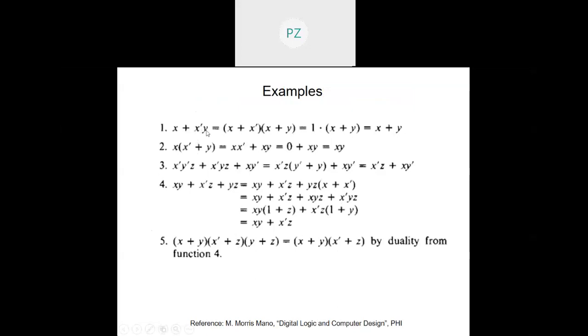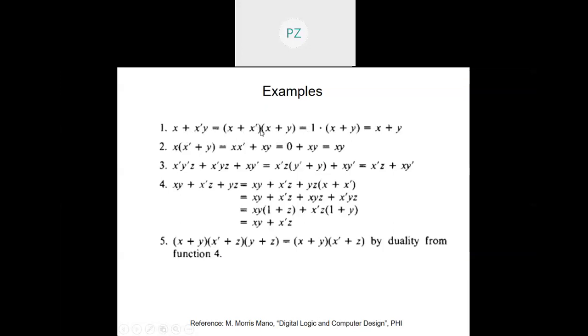x plus x dash y can be written as x plus x dash, this can be written using the distributive property. So this step follows from this using the distributive property. Now x plus x dash is 1. So 1 dot x plus y, so x plus y. So I can say that x plus x dash y is x plus y. This is not a standard theorem, but a useful result nevertheless.